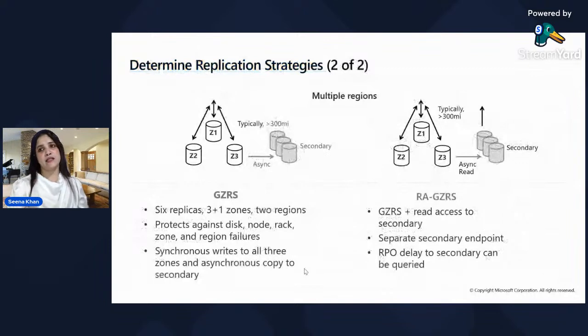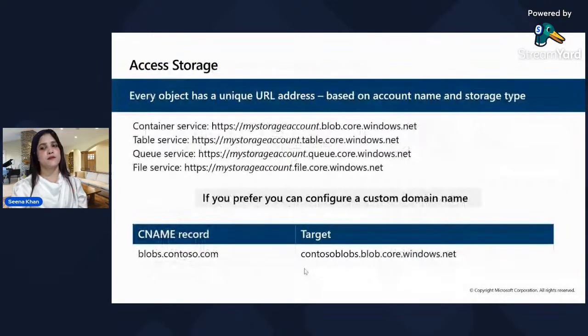Now next is RA-GZRS. So again, this is also the same way. Here GZRS we are using, and again the read access capability to the secondary we are getting by using RA-GZRS. So separate secondary endpoint and RPO delay to the secondary can be queried. So if any delay to the data accessibility is happening, it can be rectified by RA-GZRS. That is the read access copy of the data you get.